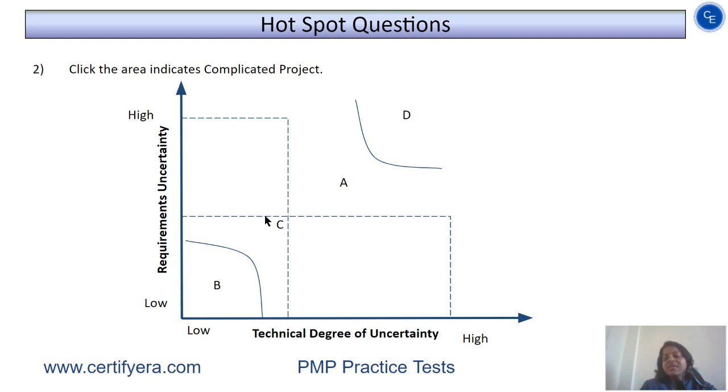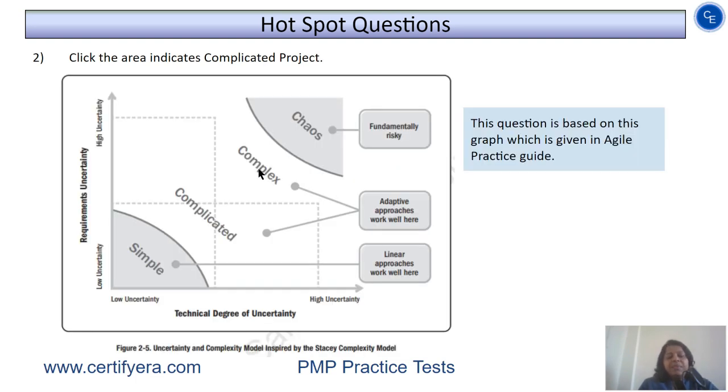So let us understand this graph first, to have more clarity about what it helps with when we are tailoring the project or trying to decide the approach for the project. This is how the actual graph looks. In this graph, it is clear that as the requirements uncertainty and the technical degree of uncertainty increase in the project, the projects become more and more difficult to handle or manage.